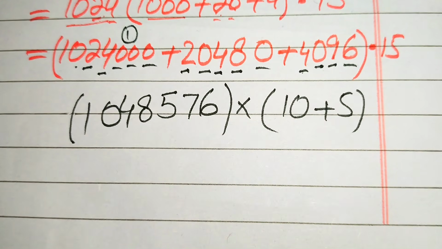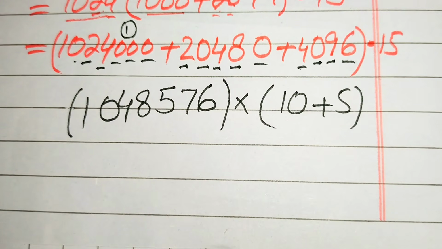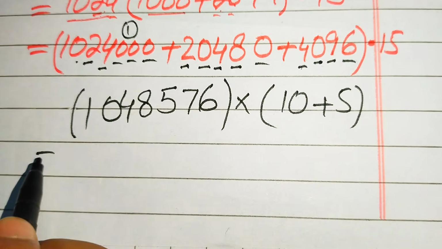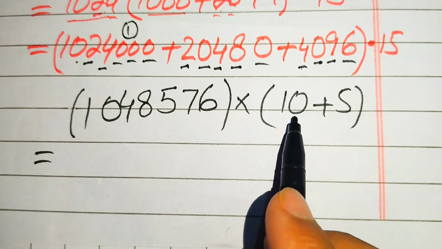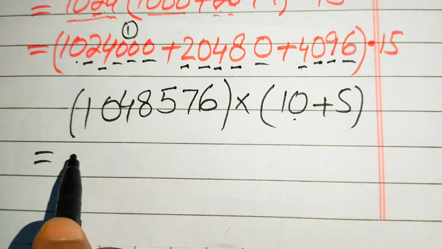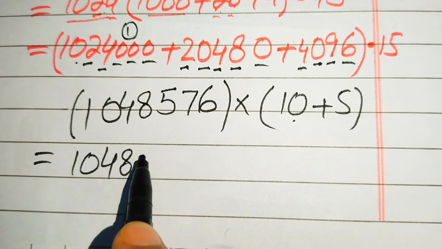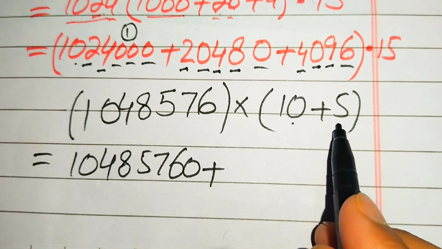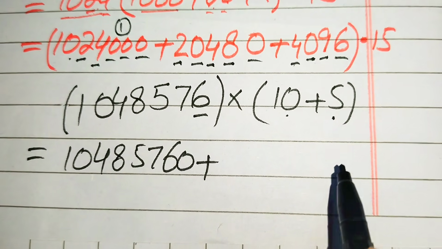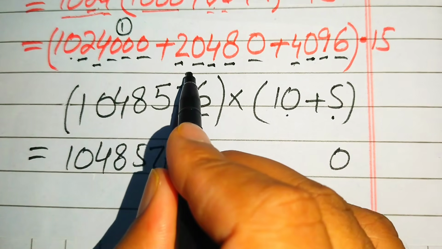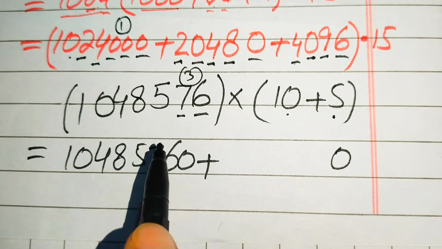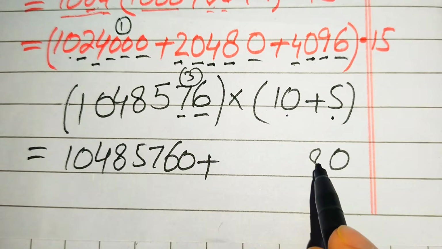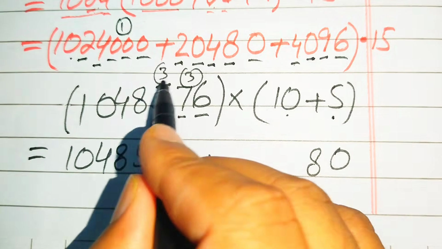And in the next step, we multiply this bigger number on both of these two values, and when we multiply this number with 10, we just add this 0 here and we obtain 1048576 and 0, plus when we multiply this number with 5 we get here 5 6s are 30. We write 0 and carry 3. 5 7s are 35. 35 plus 3 becomes 38. We write 8 and carry 3.